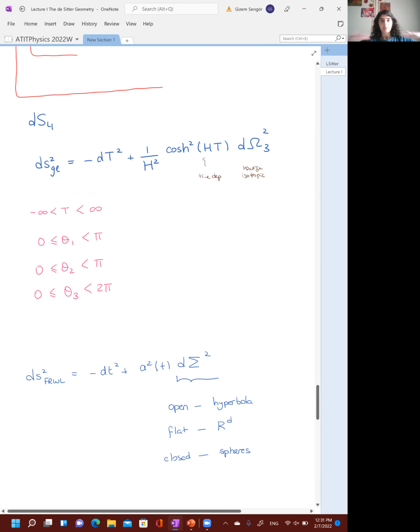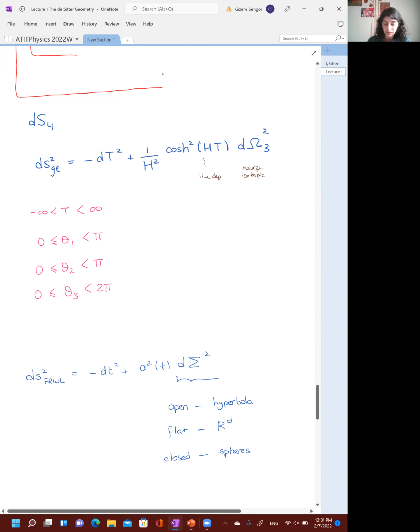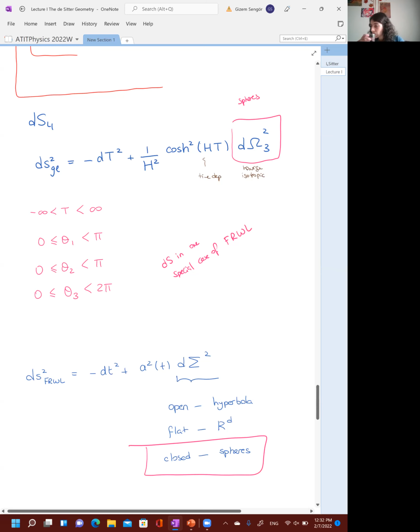They could be open spatial sections, so hyperbolic sections. It could be flat, that's just R^D. And they could be closed spatial sections, so they would be spheres. Now here, because the de Sitter metric matches this general form of Friedman-Robertson-Walker metrics, de Sitter is one special case of Friedman-Robertson-Walker metrics. And because the spatial sections are spheres in global coordinates, it's the Friedman-Robertson-Walker metric with closed spatial sections. This is in global coordinates.